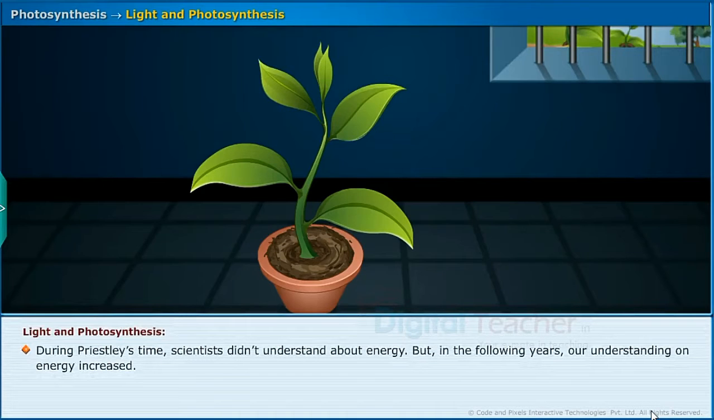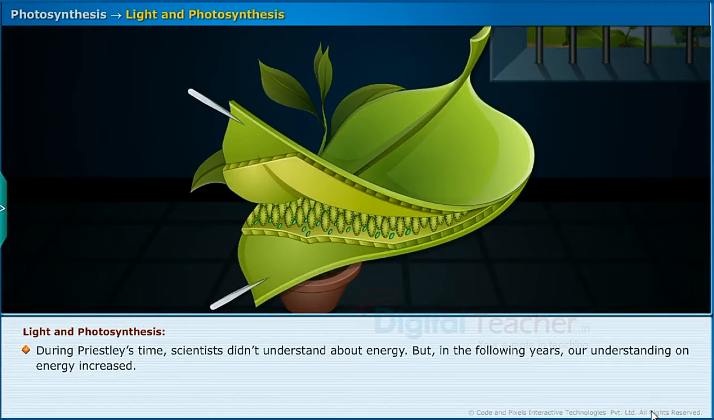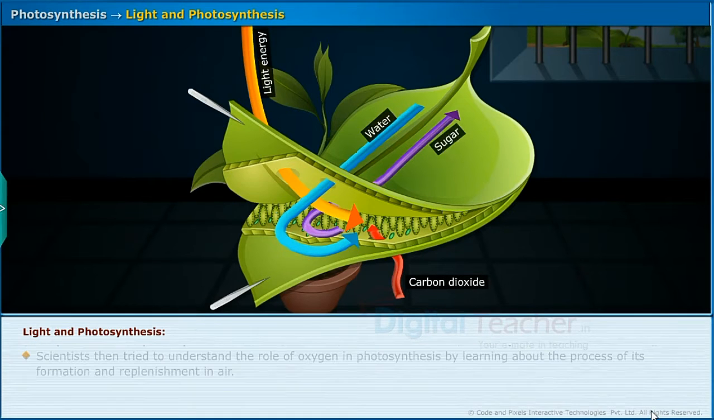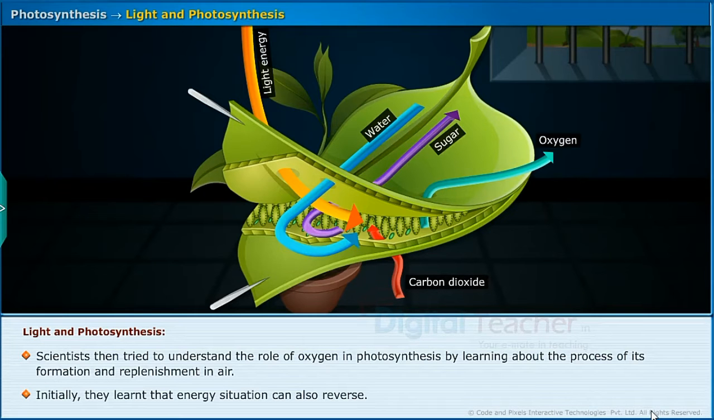During Priestley's time, scientists did not understand about energy, but in the following years, our understanding of energy increased. It was learned that by combining oxygen with carbon and hydrogen atoms, carbon dioxide and water are produced. Scientists then tried to understand the role of oxygen in photosynthesis by learning about the process of its formation and replenishment in air. Initially, they learned that the energy situation can also reverse.